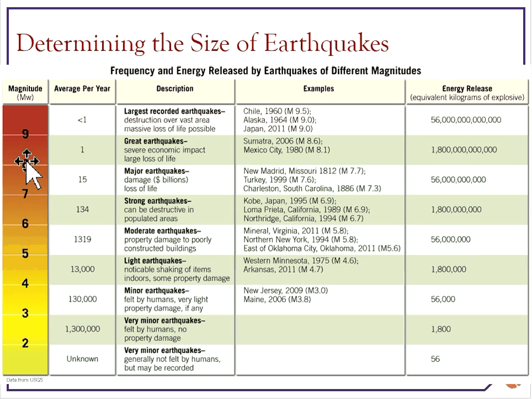Between 8 and 9, we usually get 1 or so earthquake per year. These are quite great earthquakes. The closest one here was from Sumatra, 2006. Then there are major earthquakes with magnitudes between 7 and 8, which are around 15 per year, and here you see examples of those. Between 6 and 7, we get an average of 134 earthquakes per year.